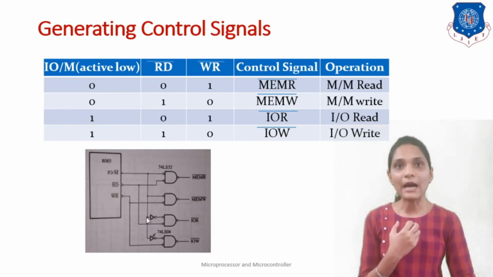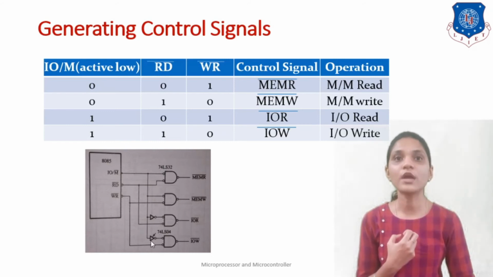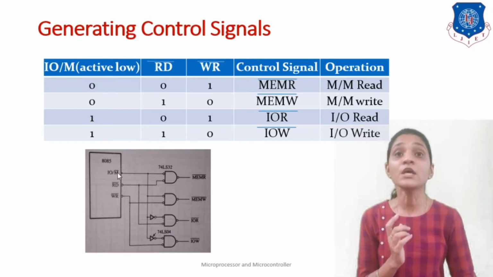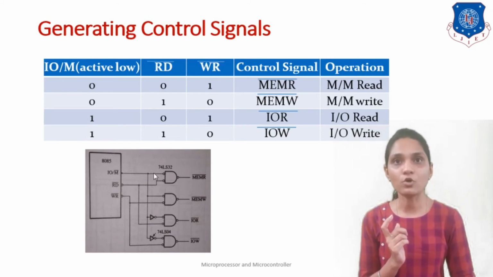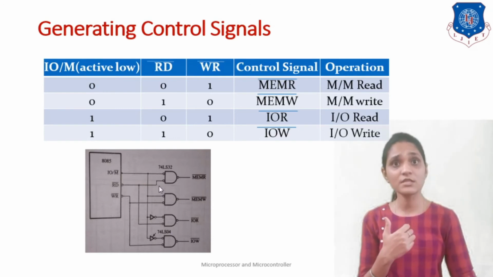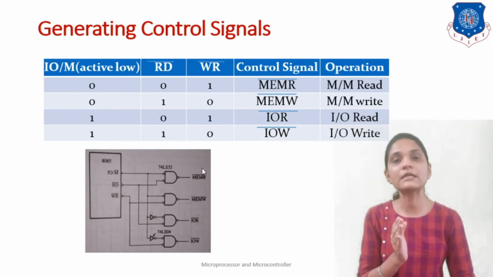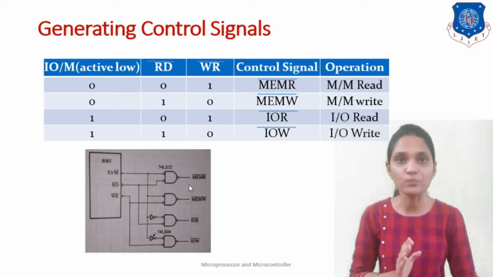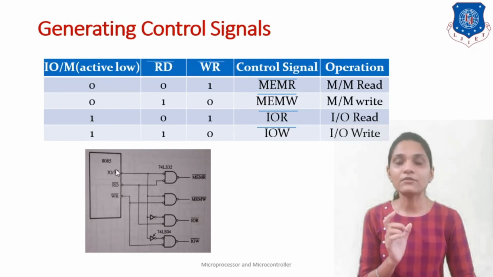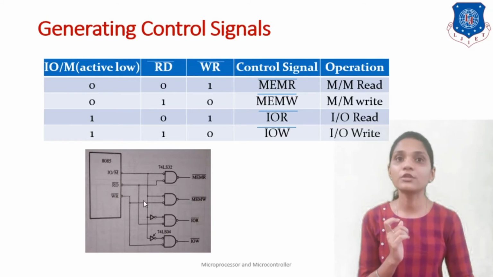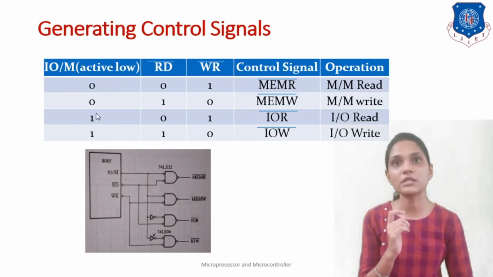For the IO read and IO write operations, we have to invert IO/M bar. Let me look at the memory read operation. For memory read, we give IO/M bar and RD bar, but after inverting. So whenever I provide 0 here and 0 here, they are accepted after inverting as 1 1, and after getting 1 1 at the input of the NAND gate, it generates the output 0. So this is the basic circuit. We have connected IO/M bar directly for the memory read and memory write operations, and for the IO read and IO write operations we have to first invert it.